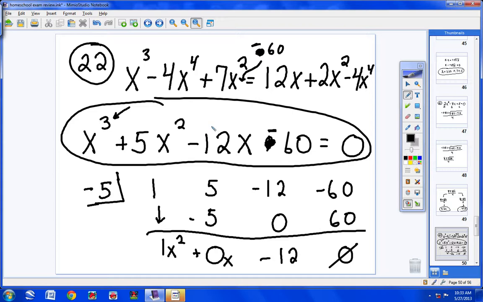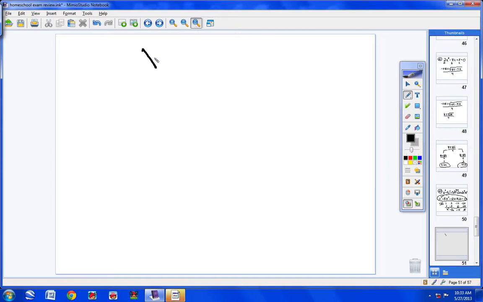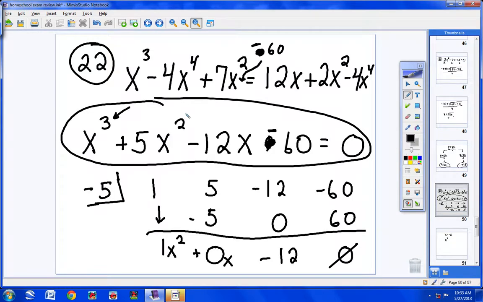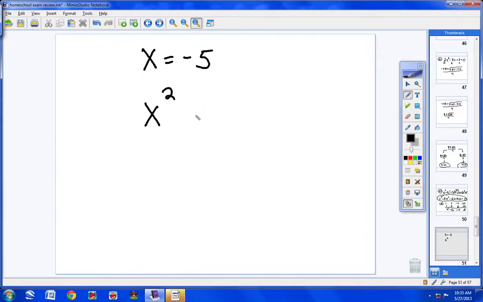All right? So we know so far, we know one answer is negative 5. So I'm going to go ahead and put x equals negative 5. And I'm left over with x squared, was it minus 12 or plus 12? Minus 12. And now we have all of that left over. Now we know how to solve that, man. Bring the 12 over and make it a positive 12. And take the square root of both sides.